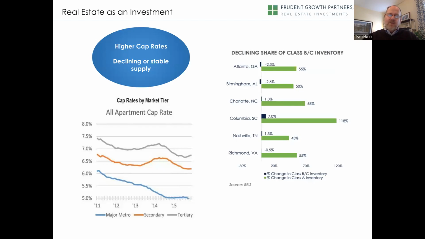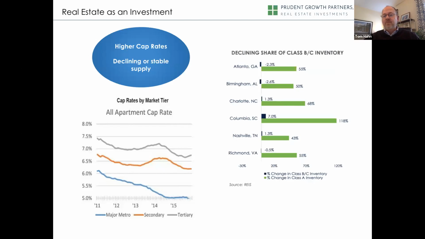Right-hand chart, the declining share of Class B and C inventory. It's a really important note. A lot of people will say, well, man, they're building apartments all over the place. Aren't you worried about oversupply? And yes and no. If you look at the third line down, there's Charlotte. And this chart's about a year old, but you had a huge year-on-year change in Class A inventory, 68%. It was from like 2016 to 2017, and a 1.3% gain in Class B and C. Some markets, in Birmingham, Alabama or Atlanta, you see a negative change in Class B and C inventory.